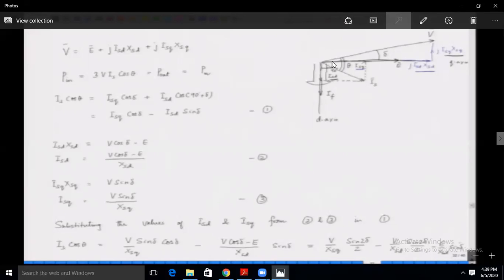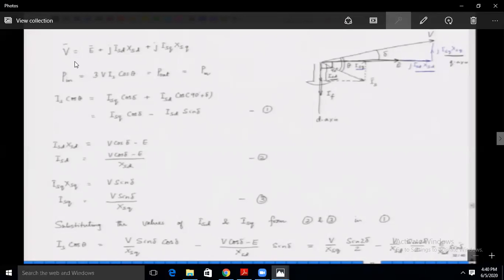So one is this particular ISQ, and the second is ISD. In the previous case we have seen there is only one IS, because it was the wound field synchronous motor with the cylindrical rotor. In the cylindrical rotor there is one IS component, whereas in the salient pole it is divided into two. Now we will see the derivation.